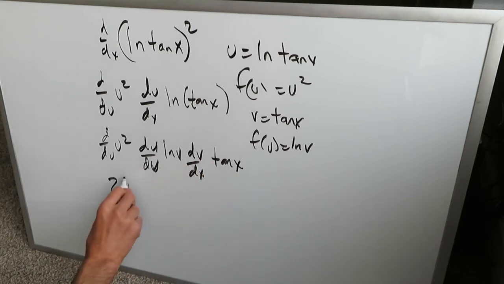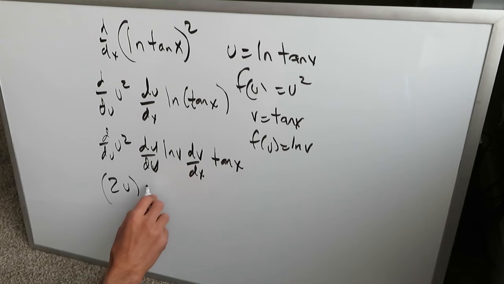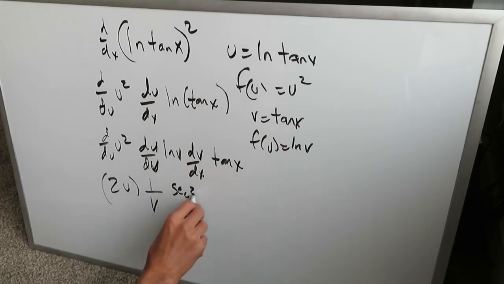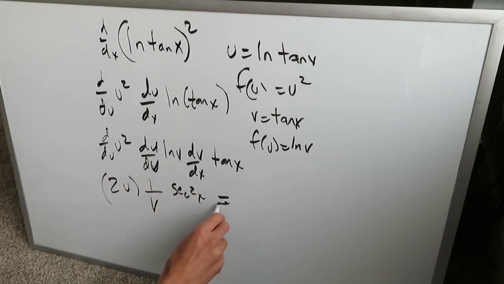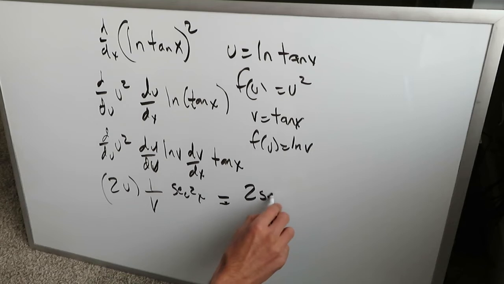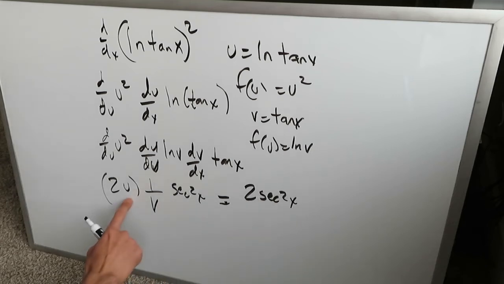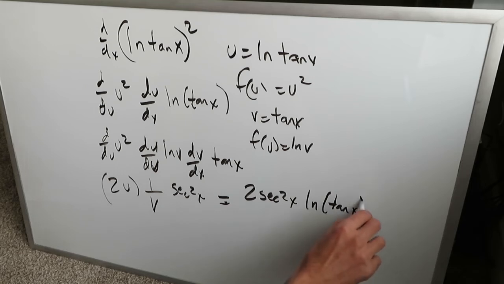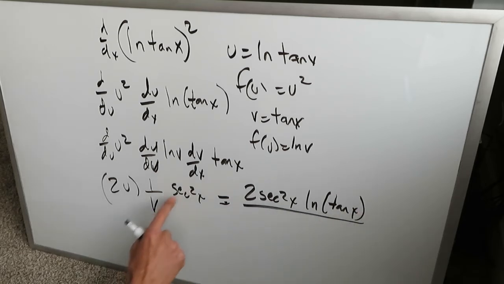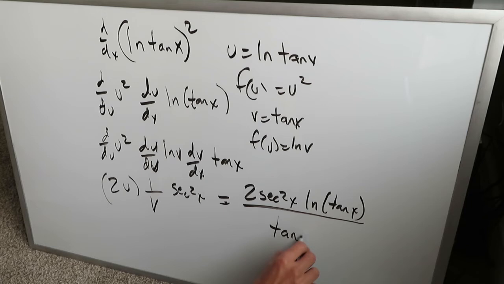Do the derivatives. u squared comes out as 2u, ln v becomes 1 over v, tan x becomes secant squared x. Bring all the numerator items together and all the denominator items together, which is not much. You have 2 secant squared x. Resubstitute for u, which is natural log tan x, over v, which is tan x, and this represents a complete final answer right over here.